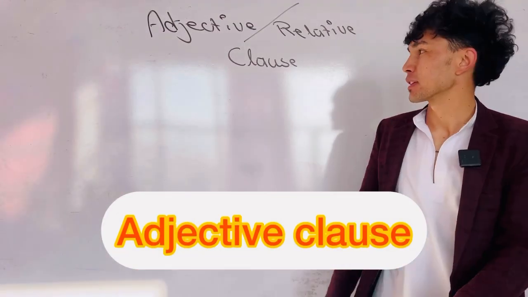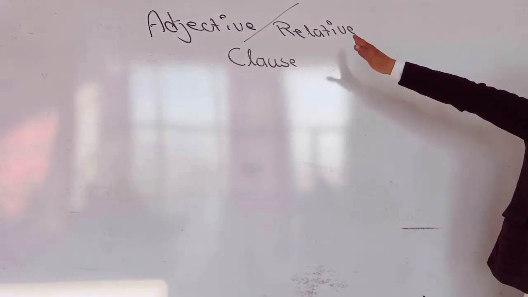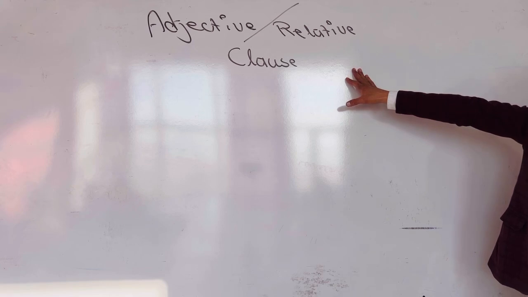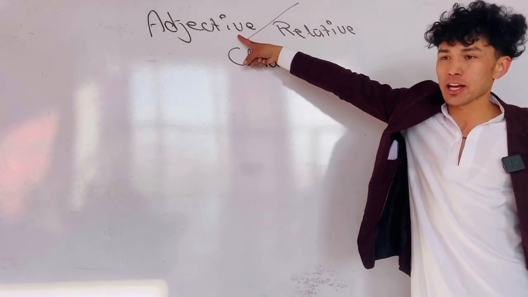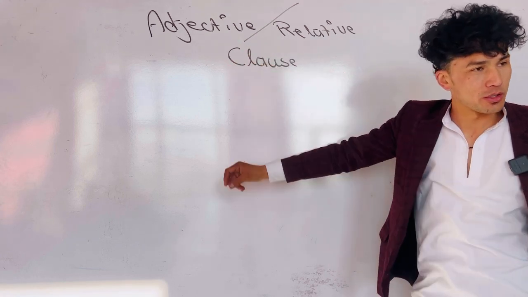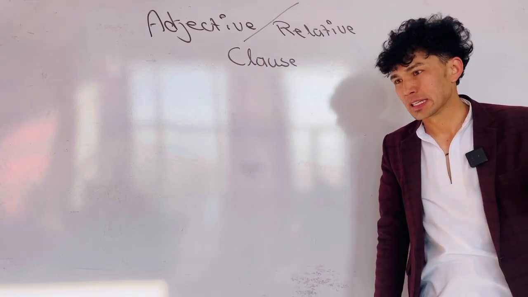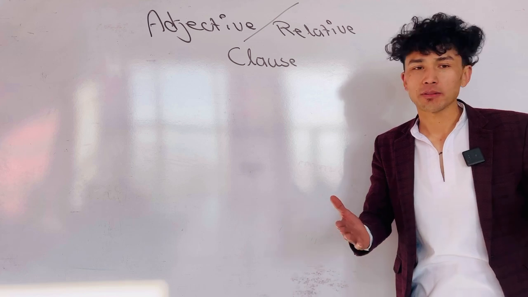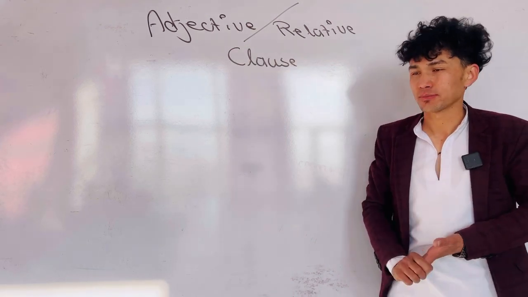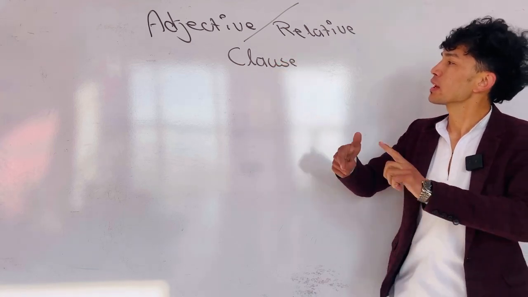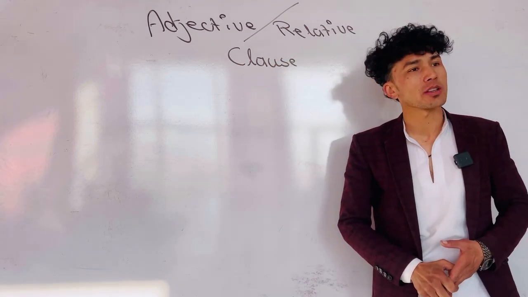Adjective or relative class. Keep an eye on the board. Next time I'll ask you whatever I teach you. Adjective is a word which is used to identify a noun or pronoun or gives extra information about a noun or pronoun. Relative is a second name for adjective. Understood? So in this case, we can use these two words interchangeably, as they are synonymous.